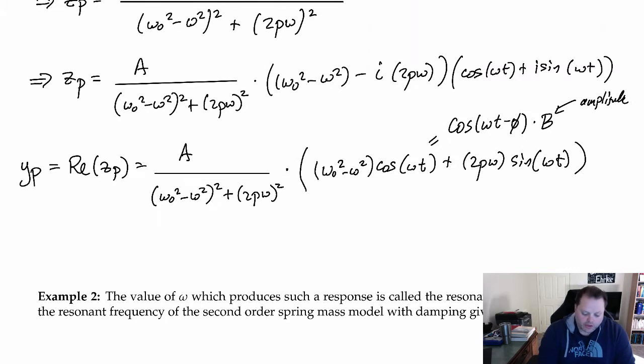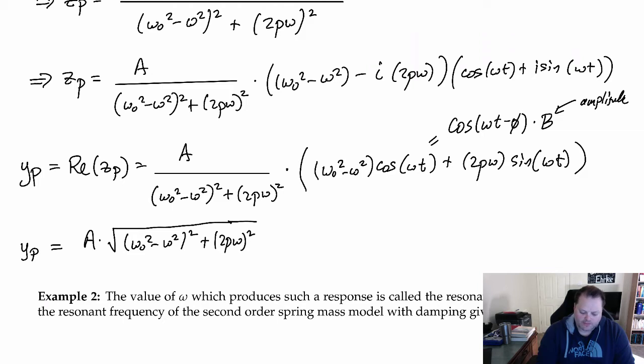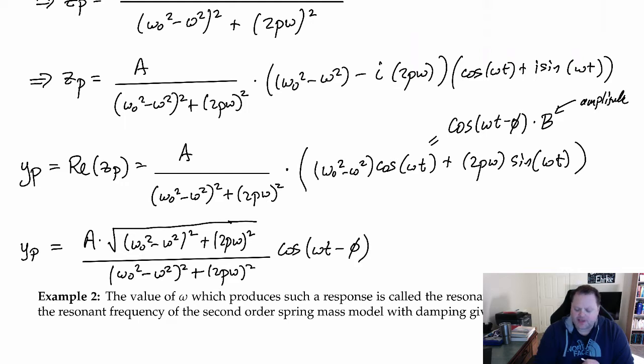Okay. So what we can quickly do then is we can say, all right, yp is A times this amplitude. And the amplitude is c1 squared plus c2 squared, the square root, right? So it's going to be the square root of omega naught squared minus omega squared, squared, plus 2p omega squared. Because that's your c1 squared right there plus c2 squared right there. That's the B value, that's the amplitude, all over, well, if you look at that, it's the exact same thing that occurs in the denominator, which is going to make this nice here in just a second. But then we end up with cosine omega t minus phi.